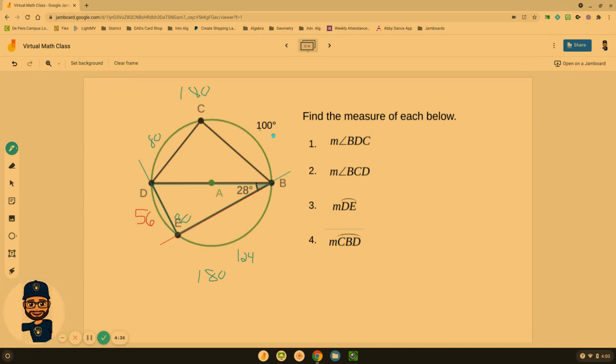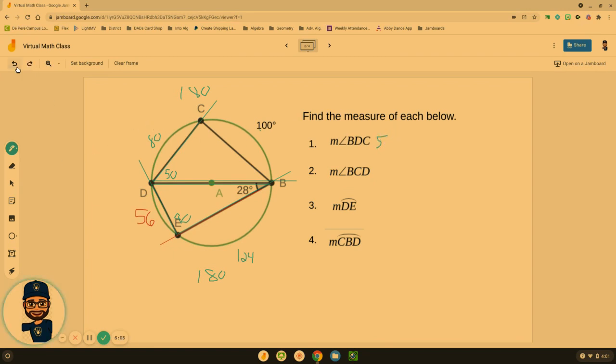Well, let's work backwards again. Let's do some more backwards work. Notice if I go this way, because I know from C to B is 100. So now I've got this arc. From C to B is 100. That means the inscribed angle, this one, would have to be half, which is 50. So that would be 50. There was number 1. B to D to C was 50.